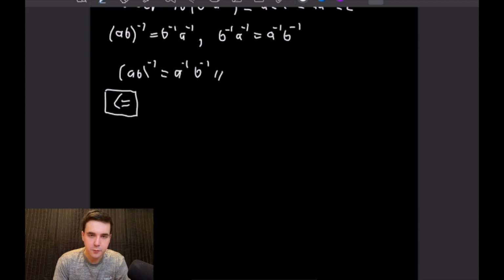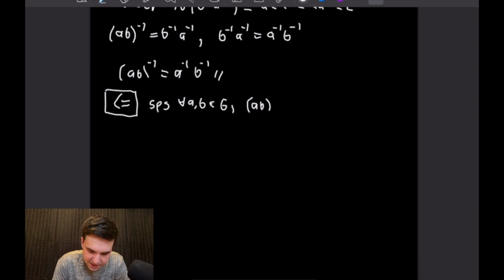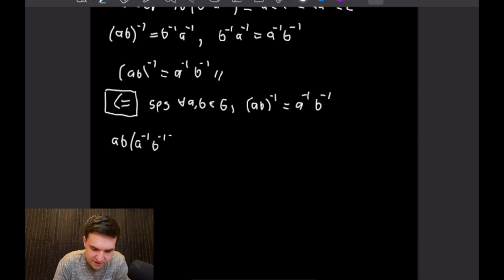So for the reverse direction, we want to prove exactly what we've just shown here, and that is to suppose that for all A and B, which are in our group G, that (AB) inverse is equal to A inverse and B inverse. But we can write that a different way, and that is that A times B times A inverse B inverse is equal to the identity element E.